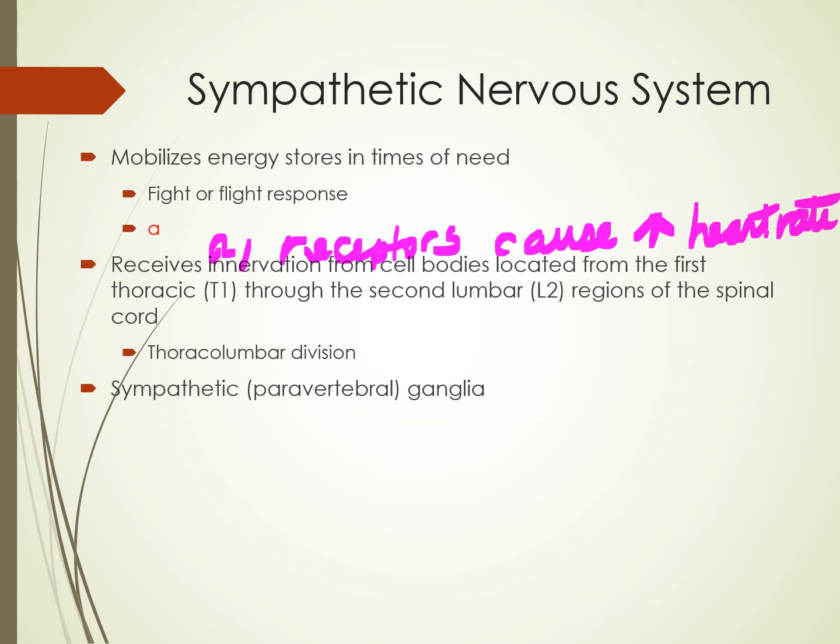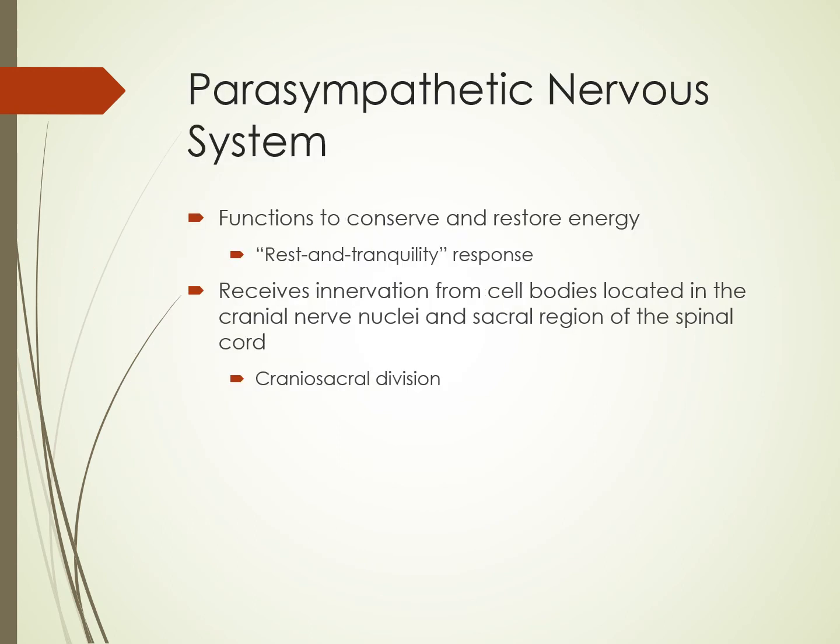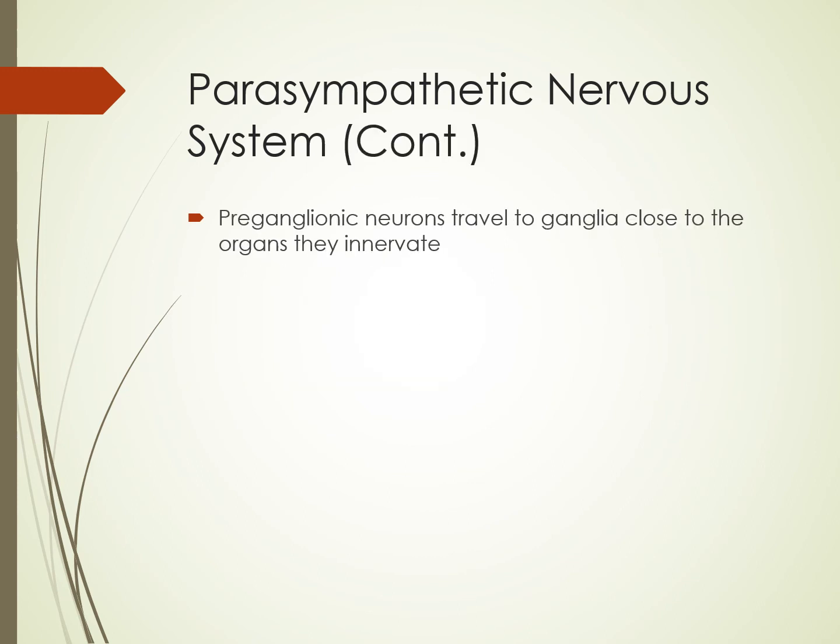Sympathetic nervous system mobilizes energy stores for a time of need. It's that fight or flight response. Alpha-1 receptors cause an increase in the heart rate. The parasympathetic nervous system functions to conserve and restore energy, the rest and tranquility response. Preganglionic neurons travel to ganglia close to the organs they innervate.